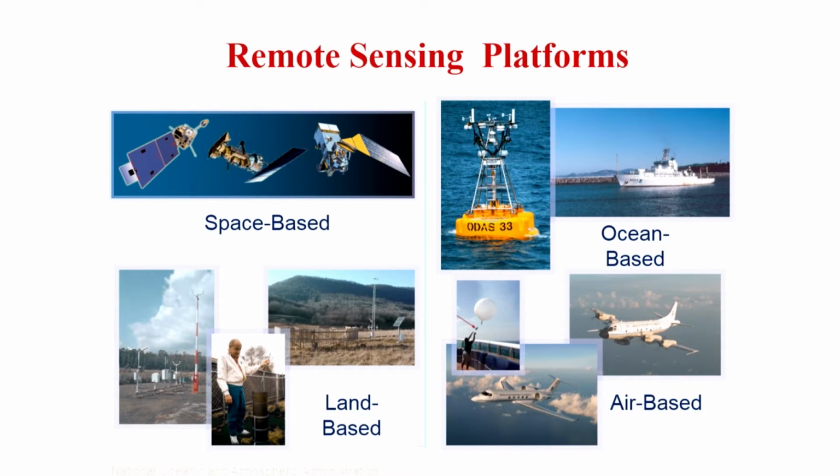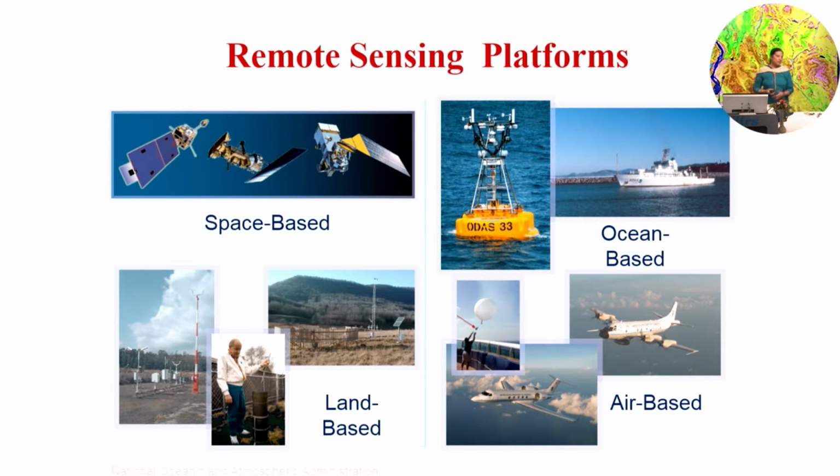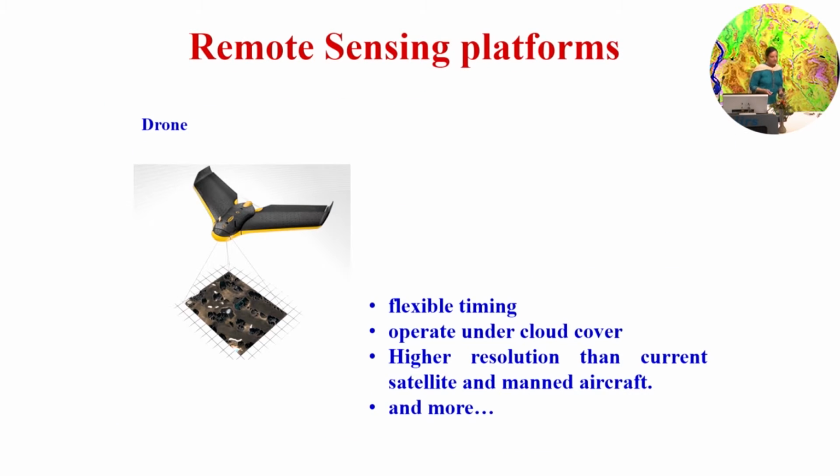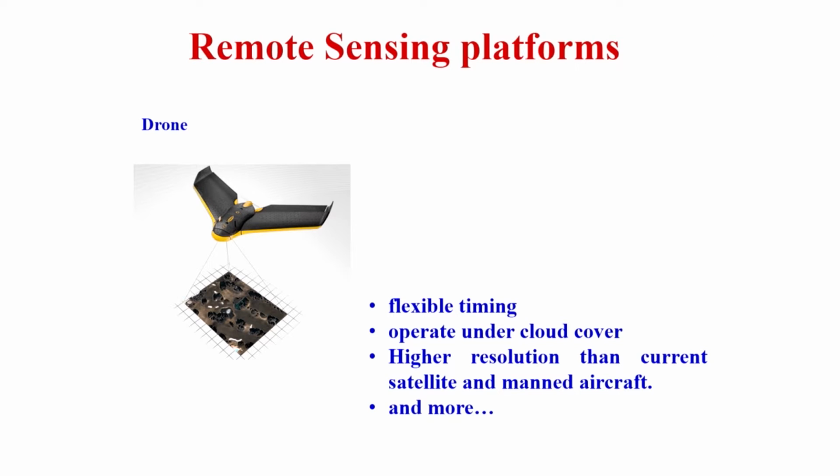Land-based and ocean-based platforms are generally for calibration and validation of satellite or air-based measurements. So, as I was saying, the drone is another platform which comes between air and land. The advantage is you can fly below the cloud cover. So even when there is cloud cover, you can operate the drones below it and collect optical data. It will not be affected, and it provides higher resolution.